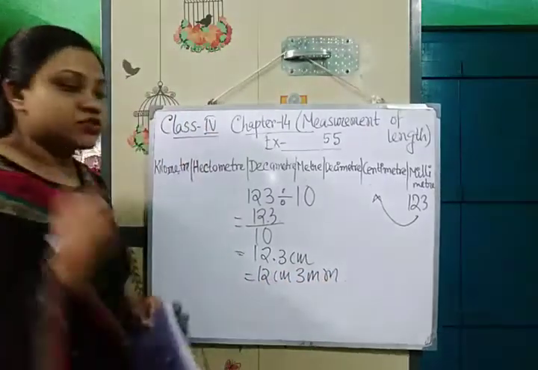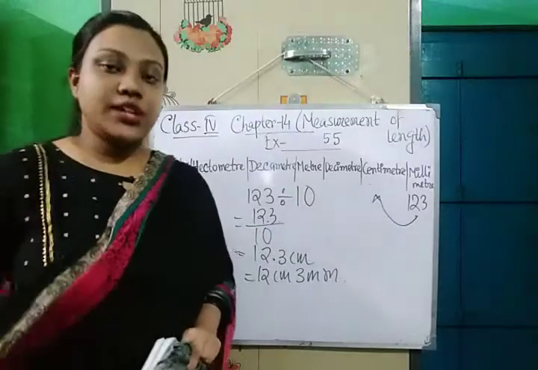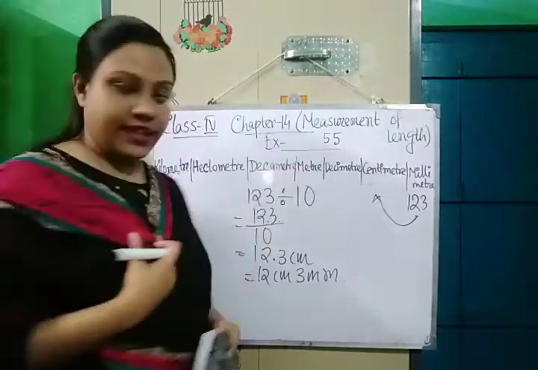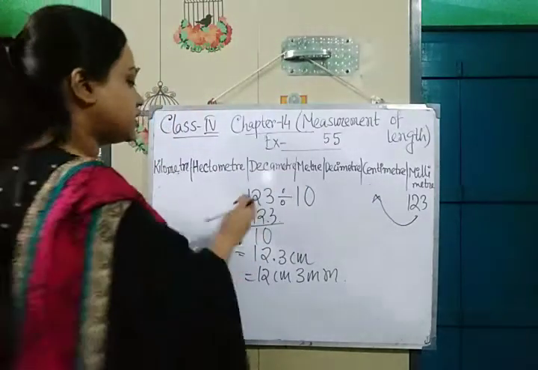Now see, there is a short form by which you can find out without dividing it by 10. Directly you can find out. How?